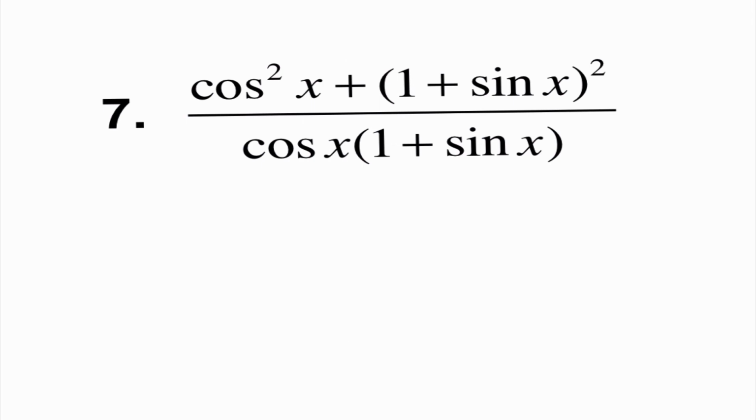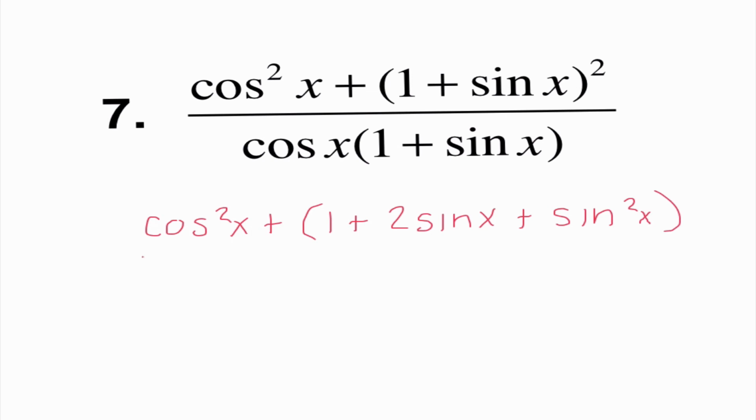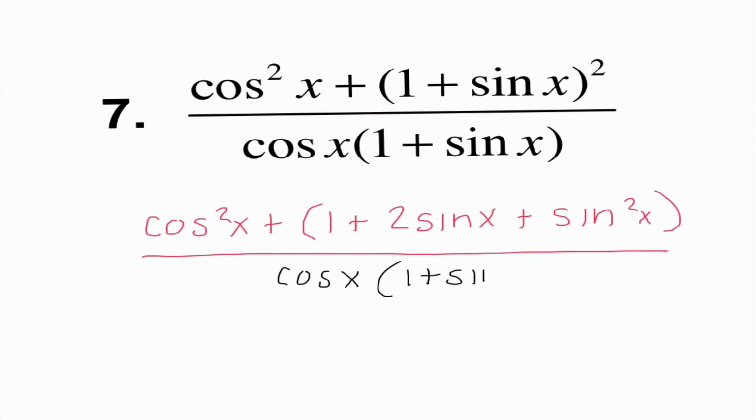Okay, number 7, and let's be honest, number 7 looks pretty awful. I'm going to go step by step. I'm going to start here by foiling out the quantity 1 plus sine squared, and I would get 1 plus 2 sine plus sine squared. And I'm actually not going to touch the denominator at all. The reason being, I'm curious if something is going to eventually factor out.